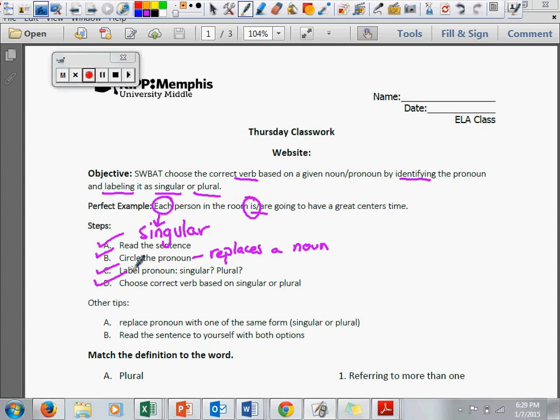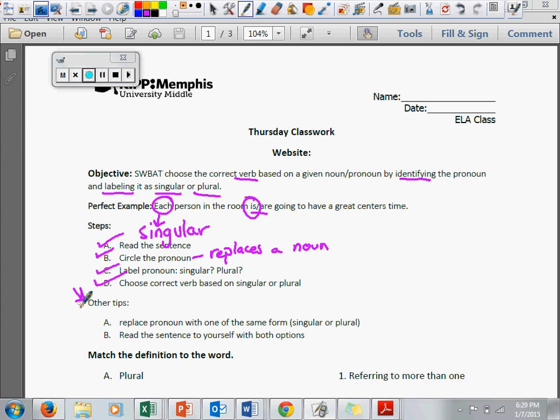And down here you'll see some other tips. So if you're stuck, you can always replace the noun with one of the same forms. So let's say I'm not sure if each is singular or plural. I'm going to replace it with a pronoun I know is singular, like he. He is going to have a great centers time. So I know that each and he are both singular. That way it's going to be is.